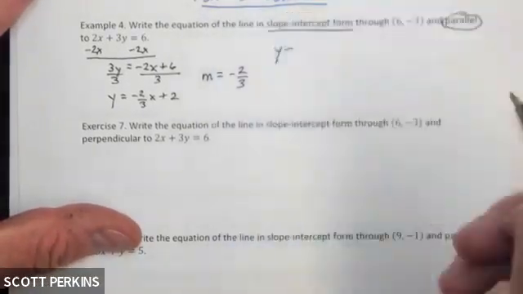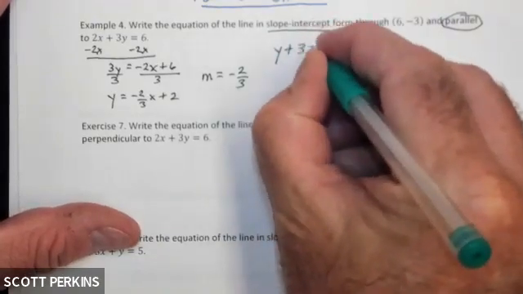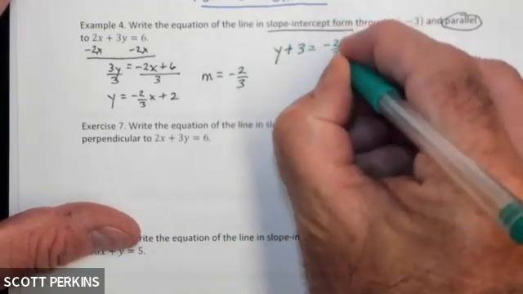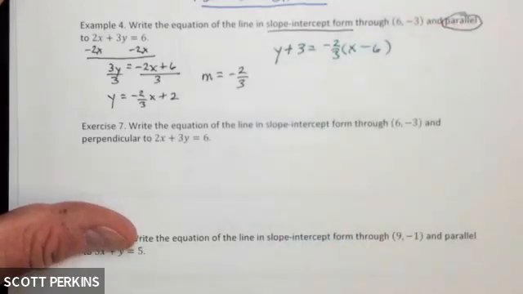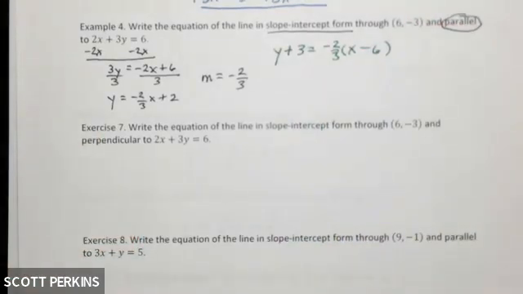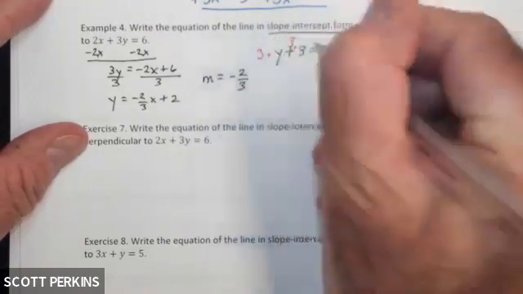So I've got y minus my y value, which is negative 3. So that's y plus 3 is equal to negative 2/3 x minus the x value, which is 6. I'm going to get rid of that fraction. You would tell me, I know you would, multiplying everything by a 3.